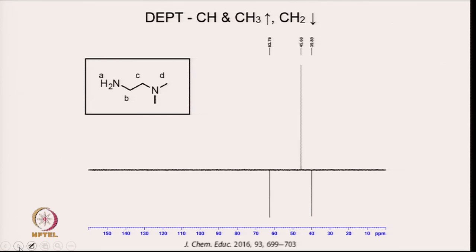Now, come back to the same compound which we are dealing with, and if I do DEPT 135, I will get peaks of CH and CH3 up and CH2 down. So, you see there are two CH2 here belonging to these two CH2, where is CH3 this, and this has only one peak. So, 45.68 is now assigned to the CH3 group. So, these carbons have chemical shift 45.68. This is the way you can assign carbon.